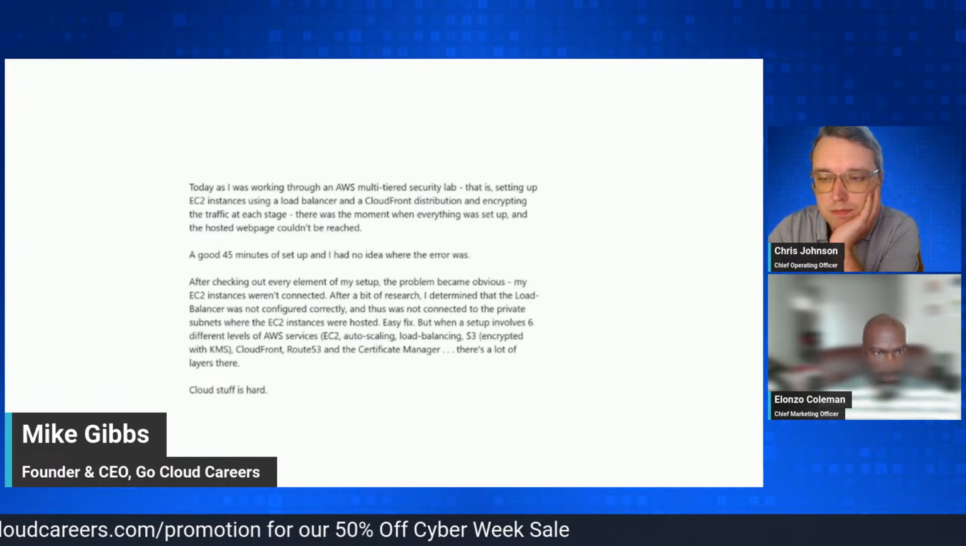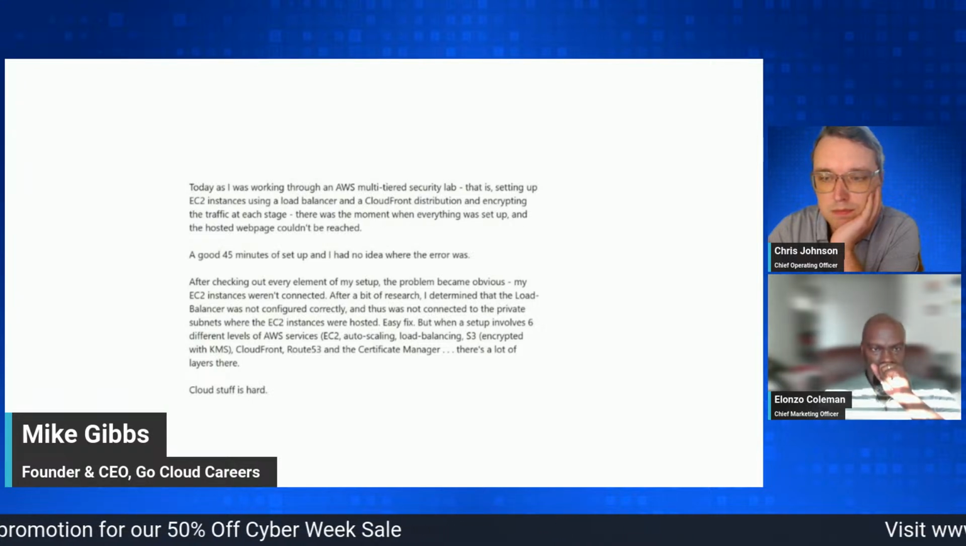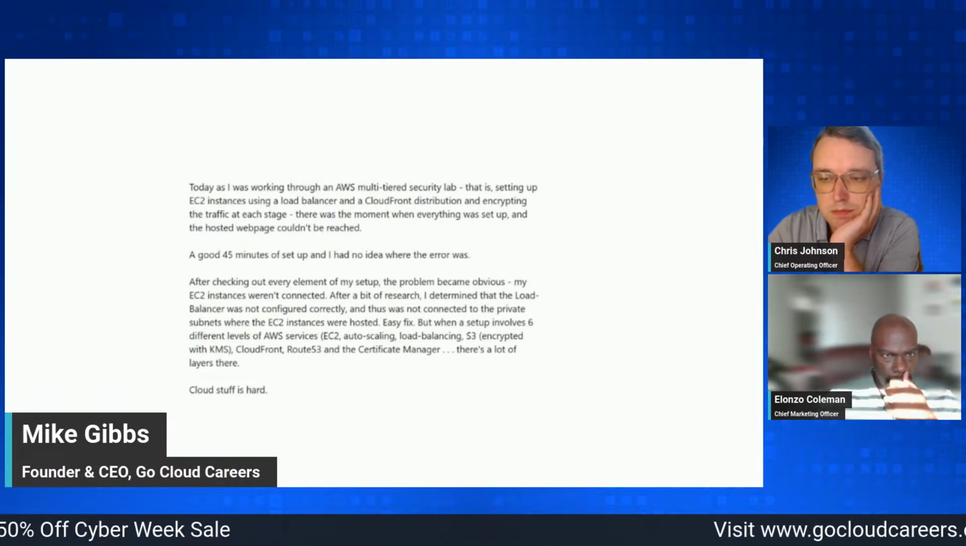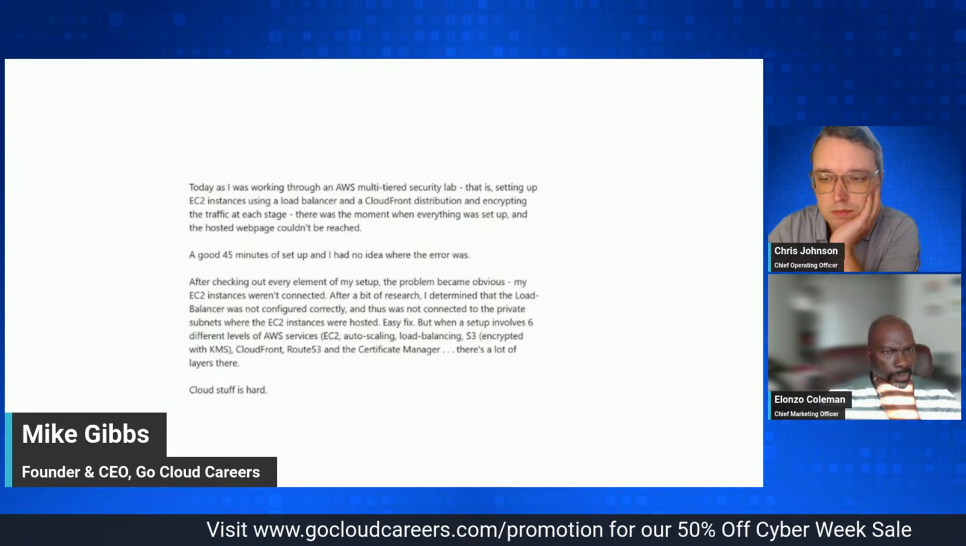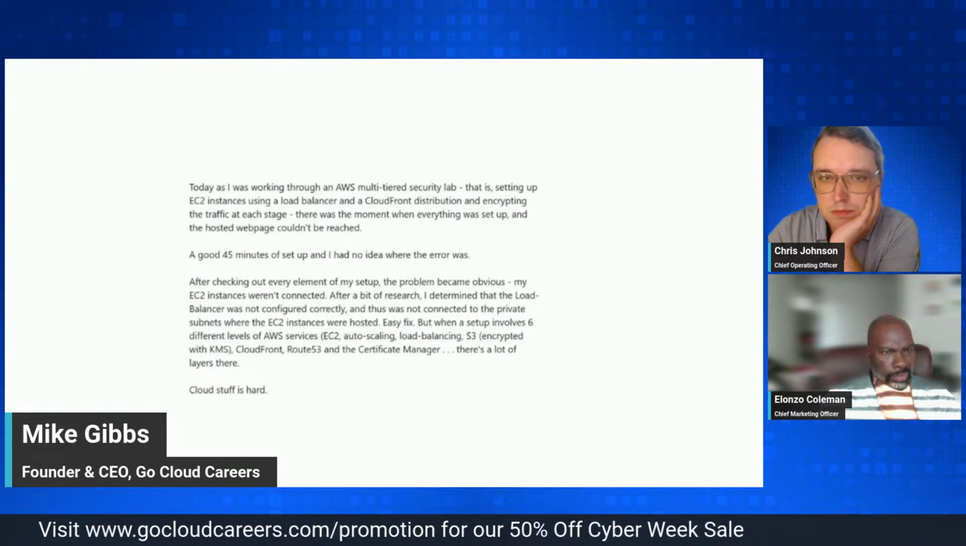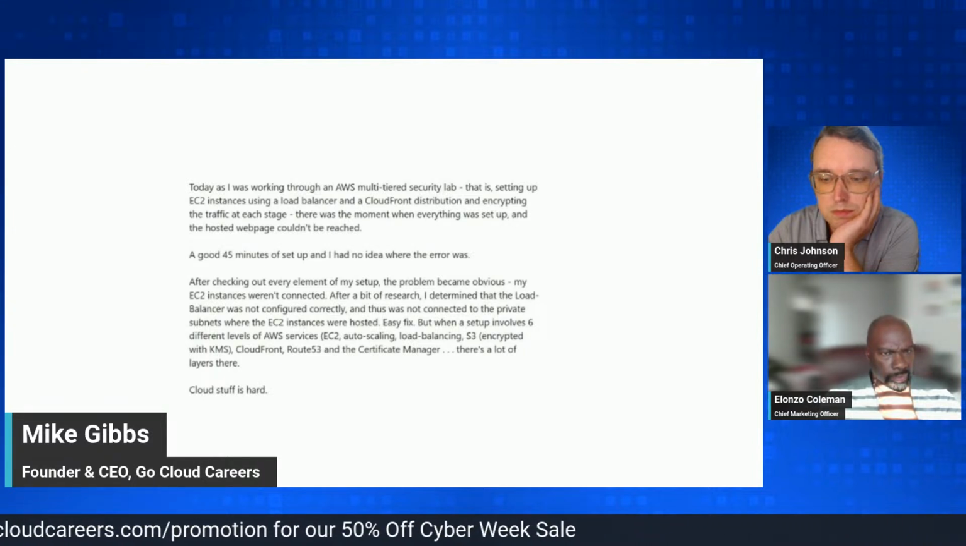So here's the post. "Today, I was walking through an AWS multi-tiered security lab that is setting up a virtual machine using a load balancer and a content delivery network and encrypting traffic at each stage. There was a moment where everything was set up and the hosted web page couldn't be reached." First, does that sound like a security project to you?